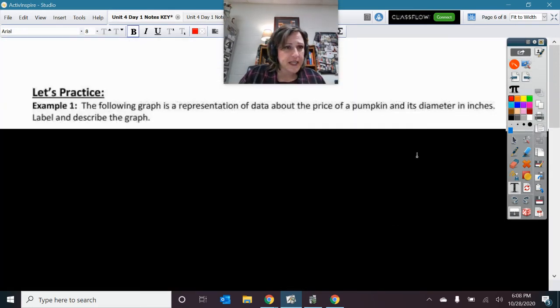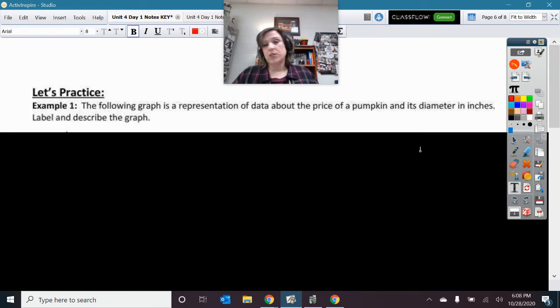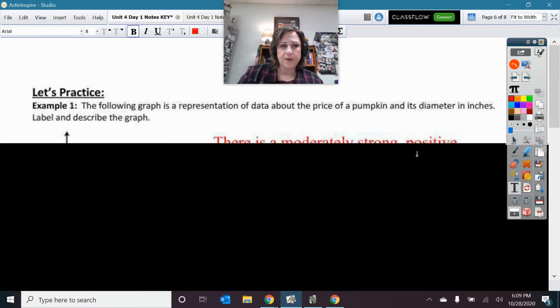So what we have is a graph representing the data about the price of a pumpkin and its diameter in inches. Perfect. We've just had Halloween, or we're about to have Halloween. And so here we go. What do you think is happening with the price of the pumpkin and its diameter? I can tell you because I just went and bought some pumpkins last weekend. The bigger pumpkins cost a lot more. Okay. Now, let's see what we've got going on here.